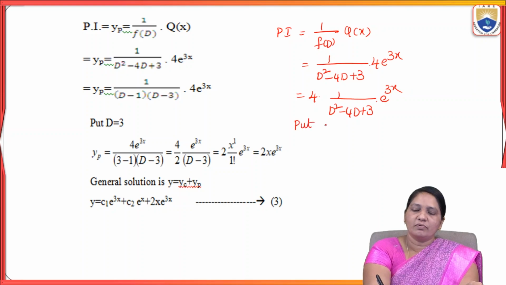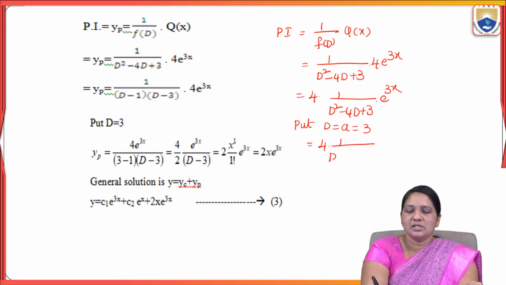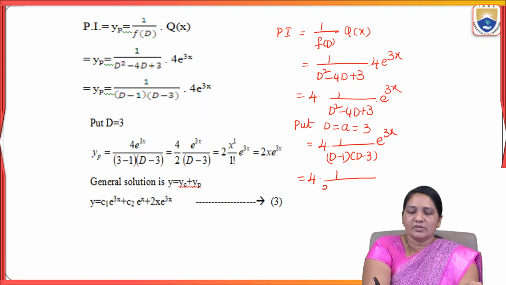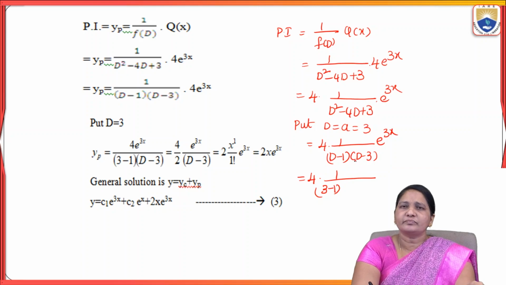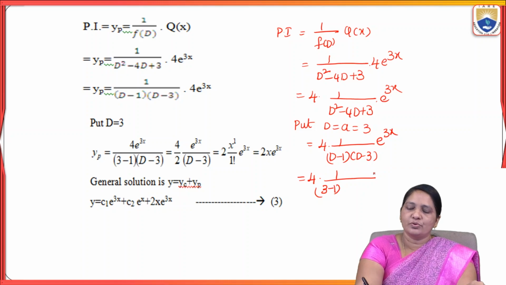Now what we have to write here? Put D equal to a value. What is the a value here? 3. Now I am replacing here. First I am writing the operator form: that is (D minus 1) into (D minus 3), e power 3x. Now when I am replacing the 3 value here, first D minus 1 is no issue. But when replacing in D minus 3, 3 minus 3 is 0. So this is becoming 0. Don't replace the value here. So this is PI of a, and here f of a.